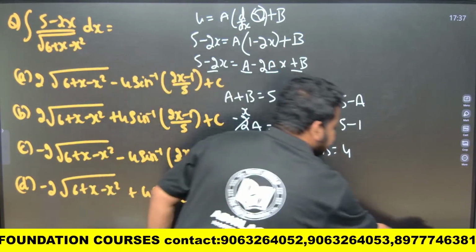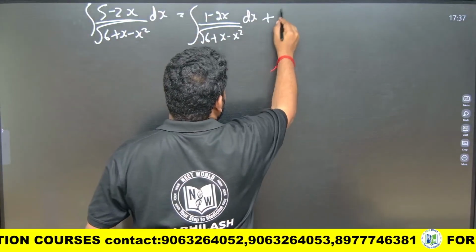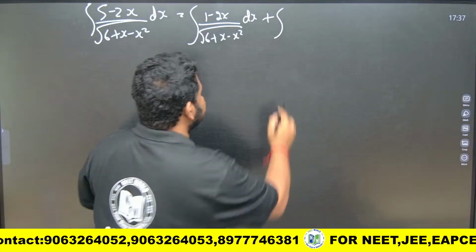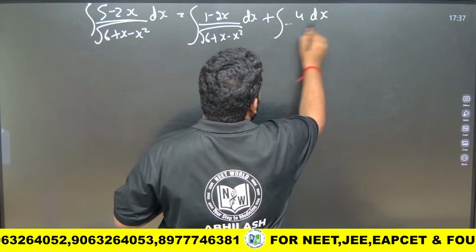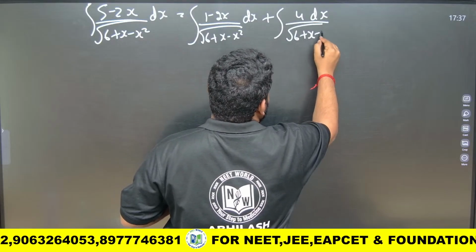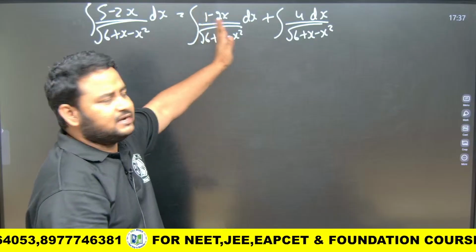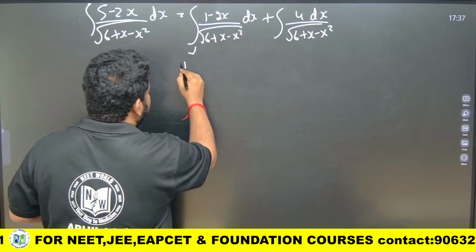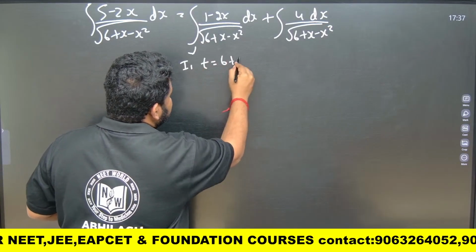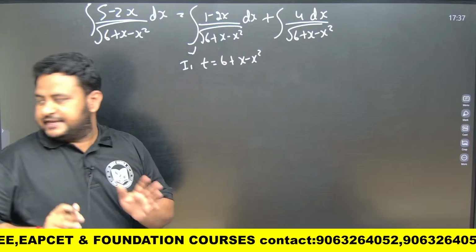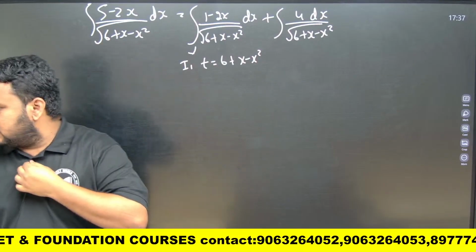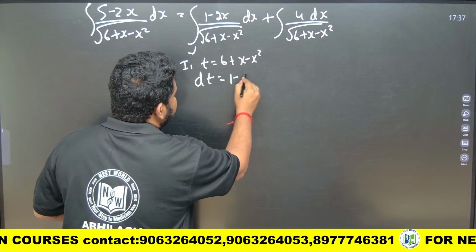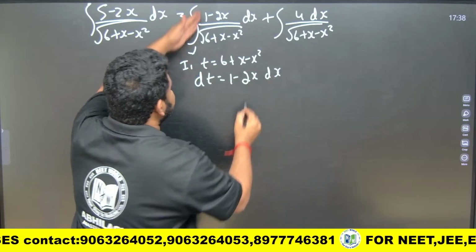Let us separate and integrate it. The numerator should be separated and divided by the denominator. So this will become 4 dx by square root of 6 plus x minus x square. Let me name the first as I1 and this as I2. To find I1, let me take t is equal to 6 plus x minus x square. Got it? So if I take dt, this becomes 1 minus 2x dx, which is nothing but whatever is in the numerator.